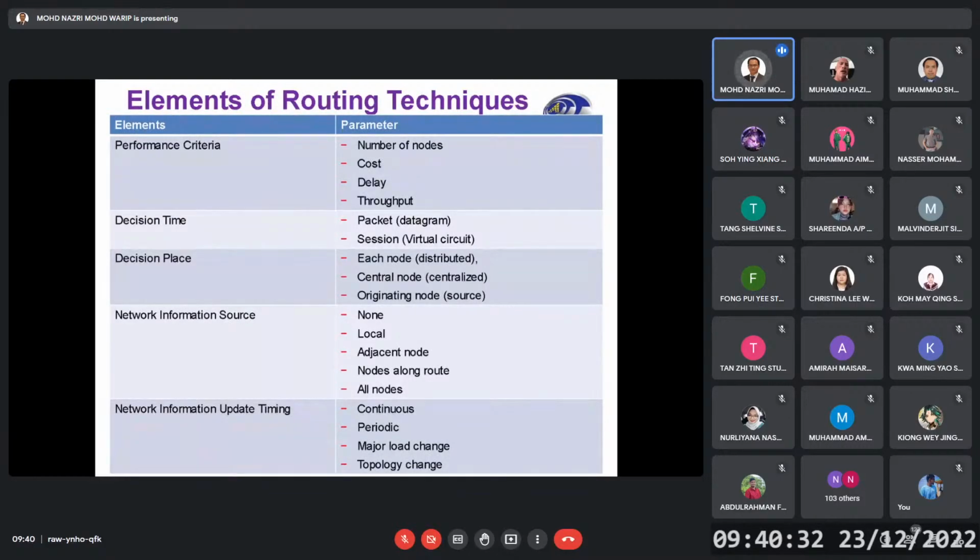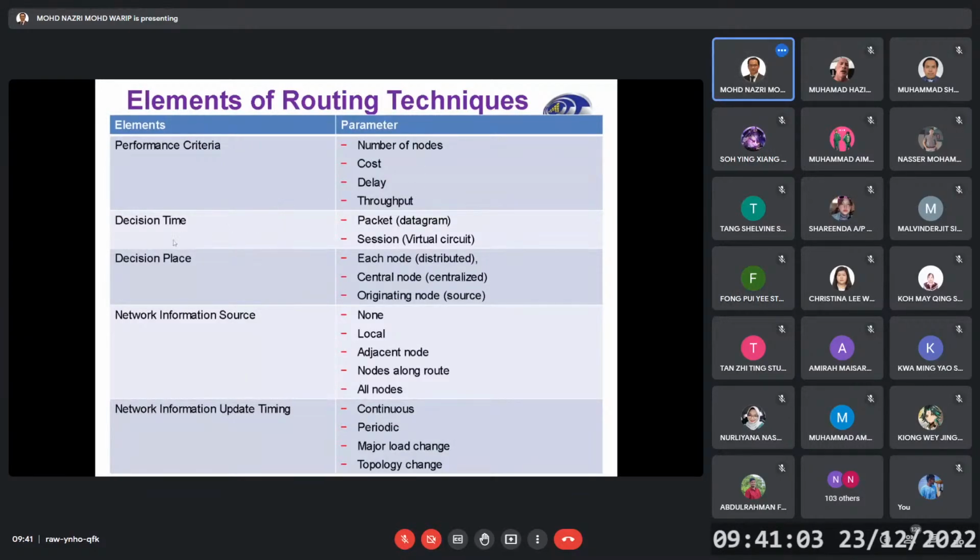A location, for example Kangar, Ipoh, Cyberjaya, Putrajaya, Johor Bahru, Sibu, Miri. Those are nodes. Number of nodes. Cost does not mean price. Cost means the preference of the router, for example based on bandwidth or hop count or load, whatever. Delay and throughput. This is performance criteria. You need to take care of these parameters.